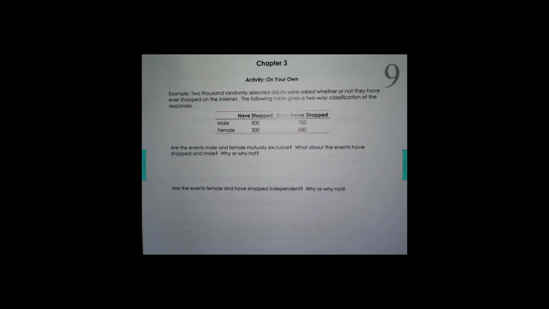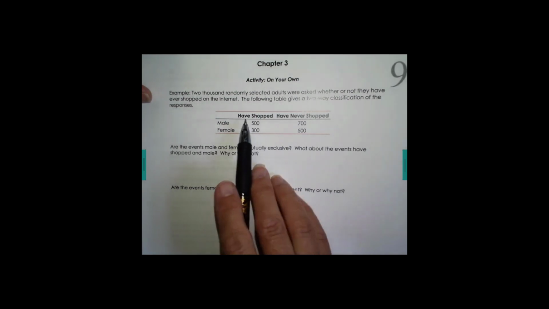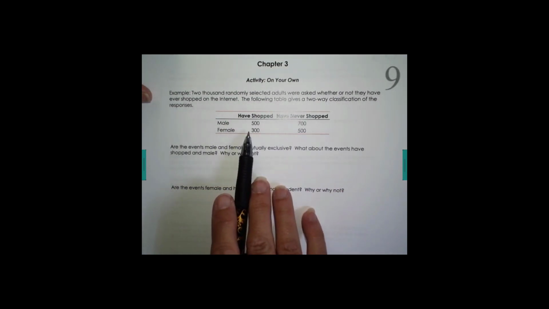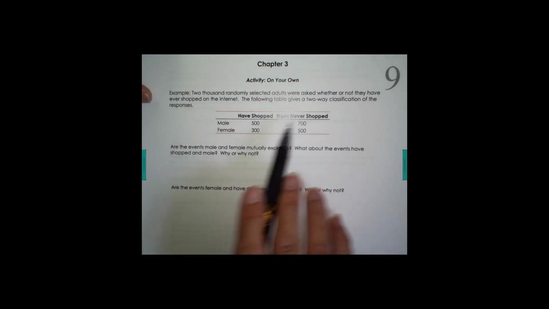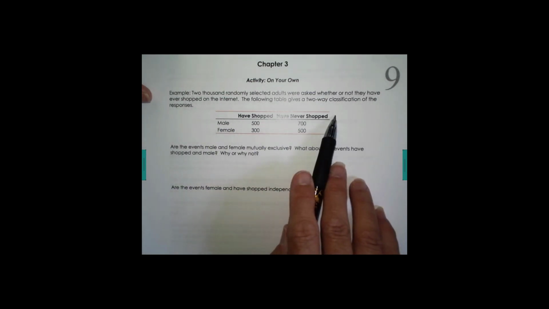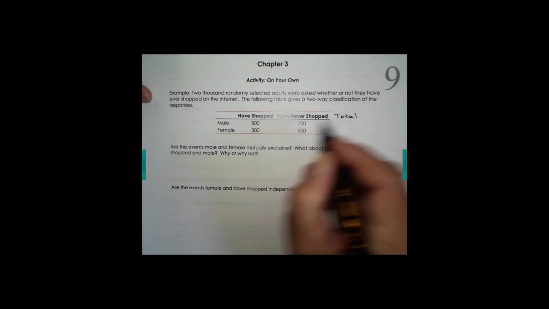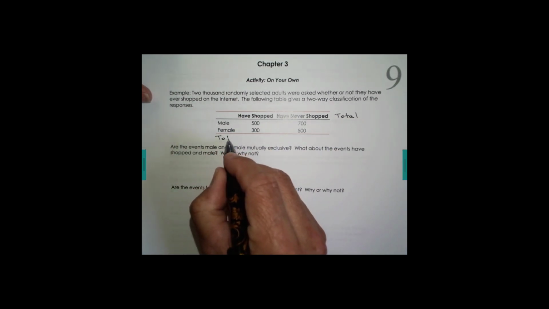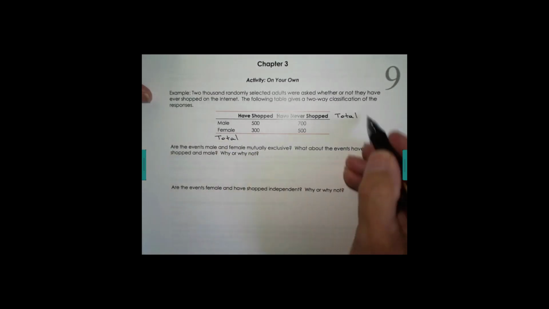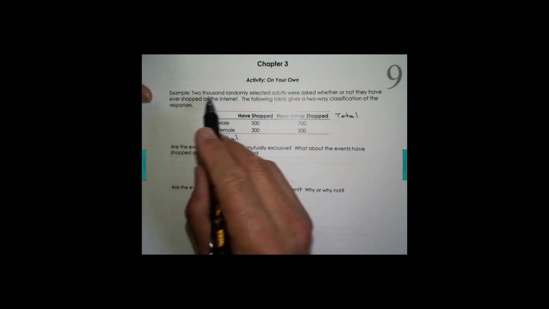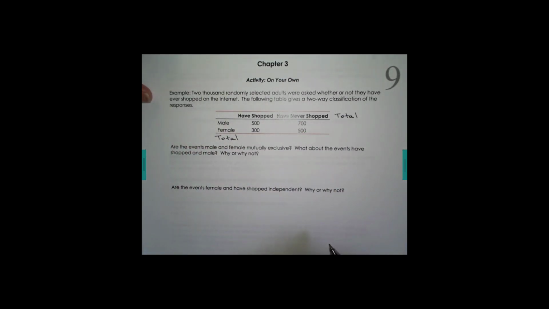Now, you have an on-your-own activity to do on page 9. And I want you to note that I've given you a table of people who have shopped and have never shopped on the internet, and I have not put the total row or the total column. Your first job is always going to be to put the totals in. So you may have to do some math here. But you want a total row, total column. Your total is going to be the number of randomly selected adults. And I think that number should equal 2,000 when you get down there. So figure that one out.